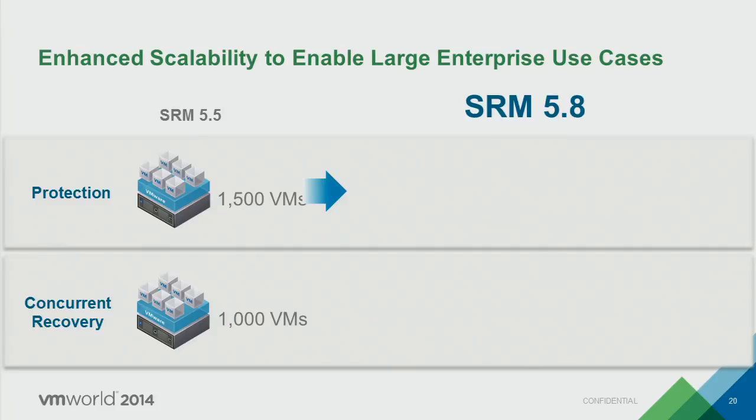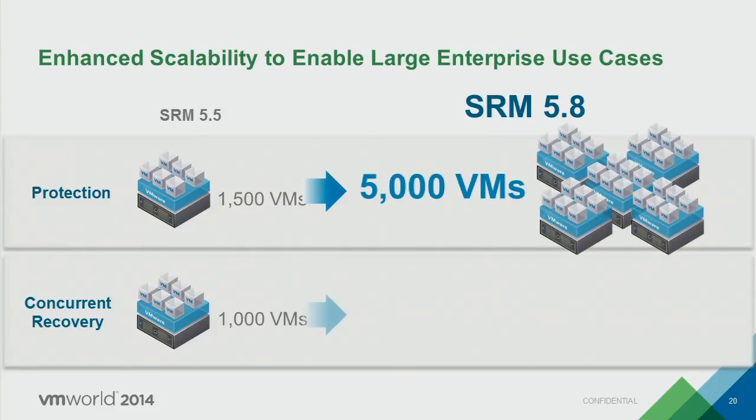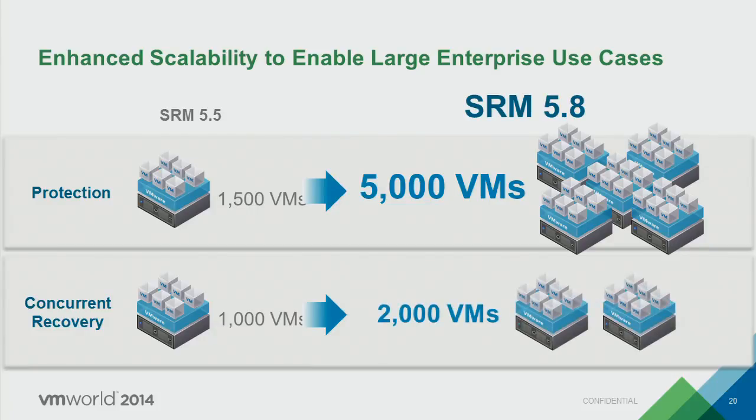With SRM 5.8, we now protect up to 5,000 virtual machines with a given SRM instance. Now, with 5,000 virtual machines protected, that's almost a 5x increase over the way it was in the previous iterations. We can still support recovery, though, of 2,000 concurrent virtual machines.